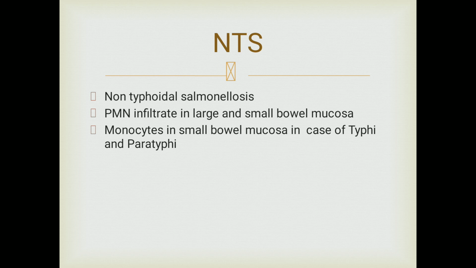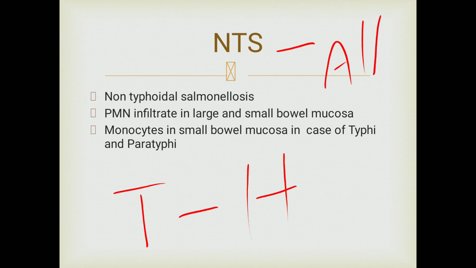Coming to the non-typhoidal salmonellosis, NTS. The main difference between NTS and typhoidal salmonellosis is that typhoidal infects only humans, whereas NTS can infect all. And infiltrations are seen in both large and small bowel mucosa in case of NTS, and the infiltrates will be predominantly polymorphonuclear cells. Whereas in case of typhi and paratyphi, it is monocytes and the infiltrates are restricted to the small bowel mucosa. This is one of the differences between NTS and typhoidal salmonellosis.